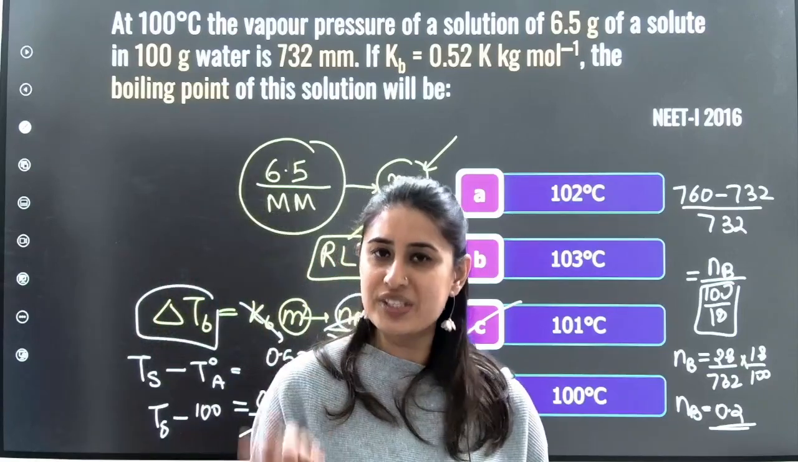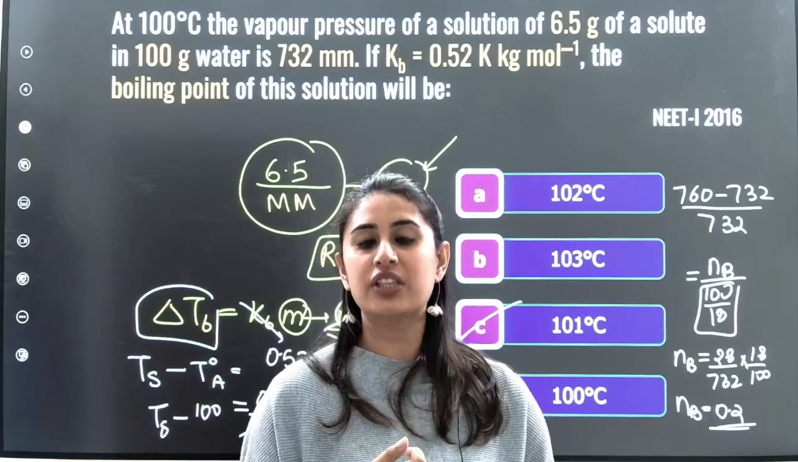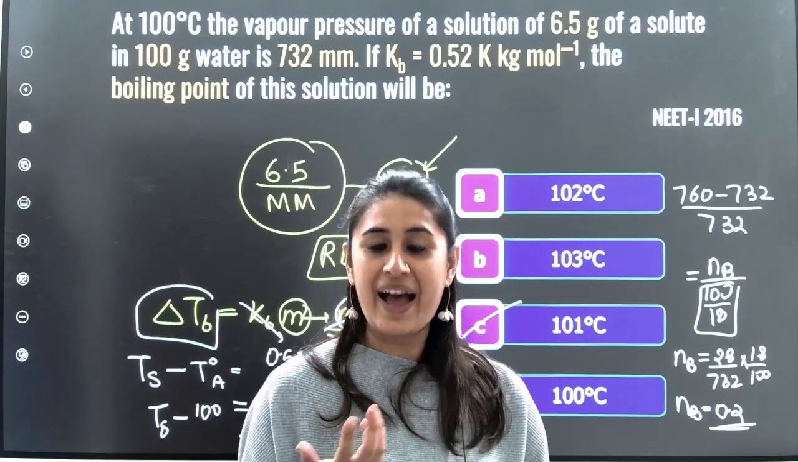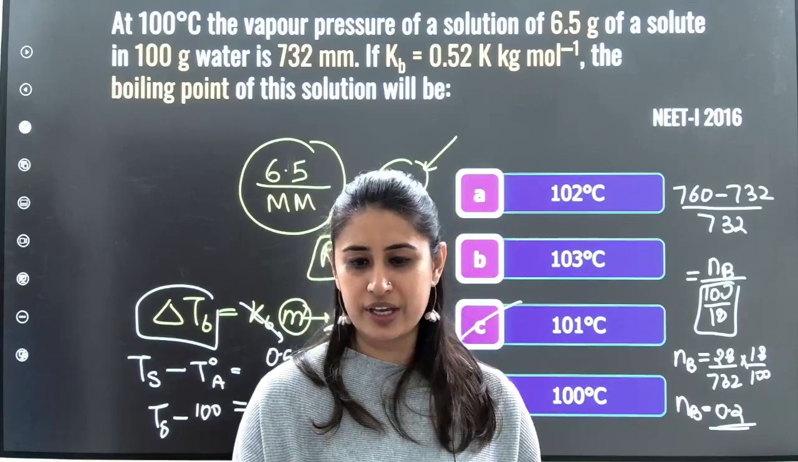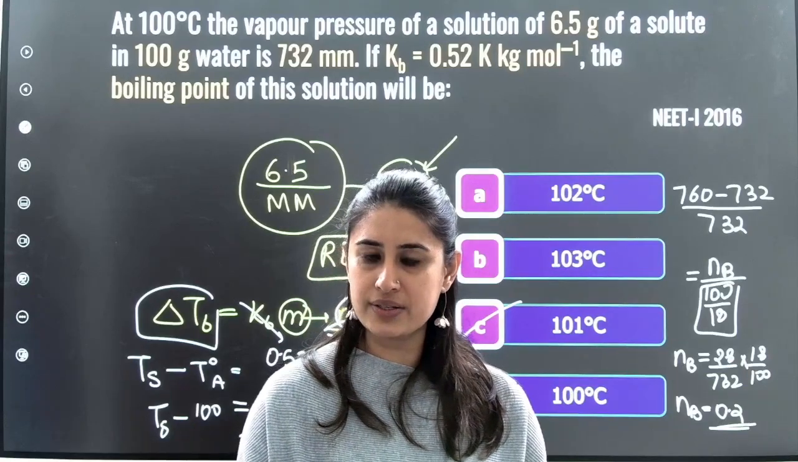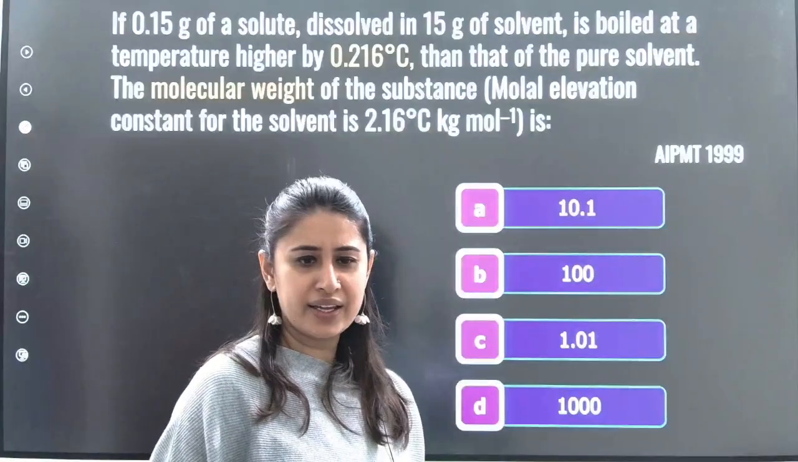So what was interesting is the collaboration between the relative lowering of vapor pressure and the elevation in boiling point, two colligative properties that we are using together. Is it fine? All set? Again, let's see this question.